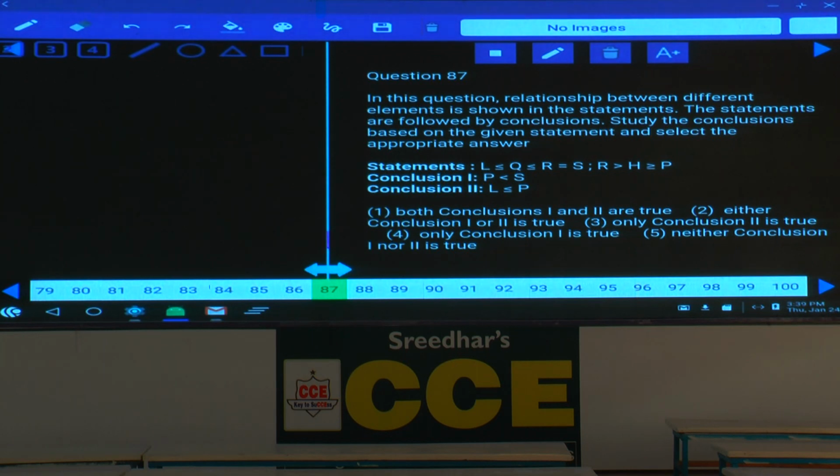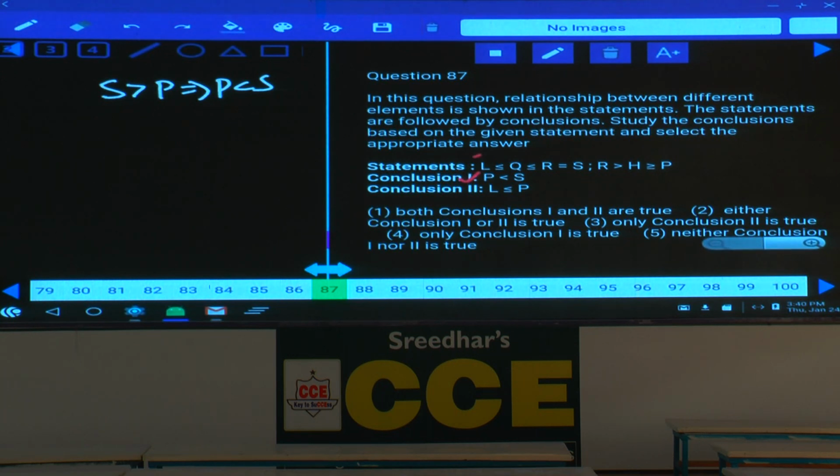Then question number 87. Now in this question number 87, the relation between P and S. R equals to S. In the place of R, take it as S. S greater than P. Now from the second statement we got that S greater than P. If S greater than P is true, P lesser than S is also true. That is conclusion 1. And coming to conclusion 2, L lesser than or equals to P.